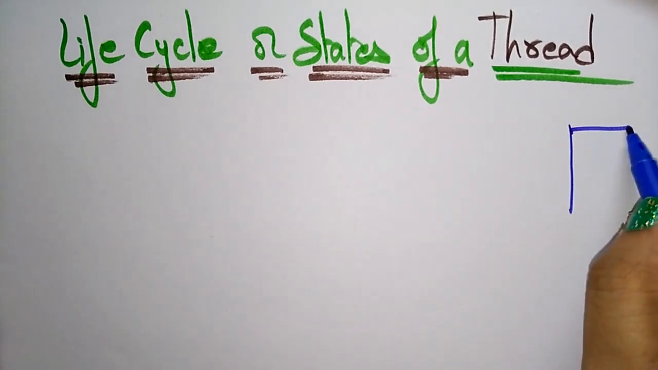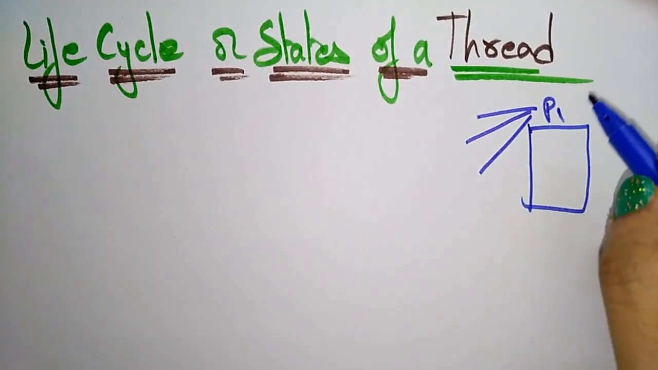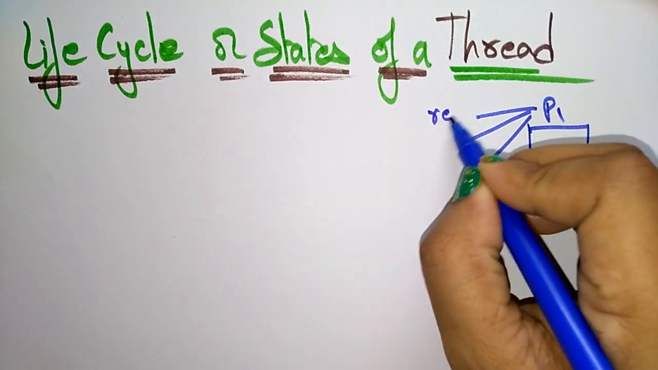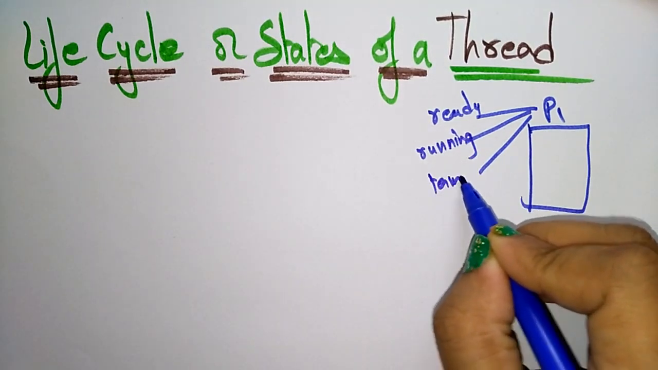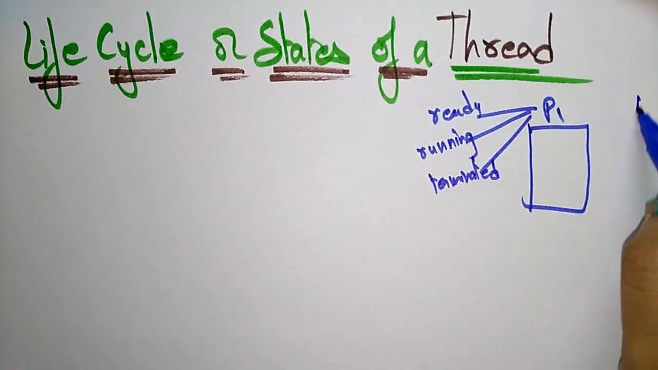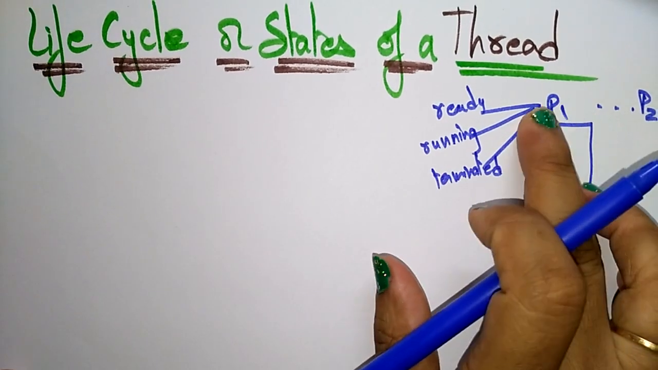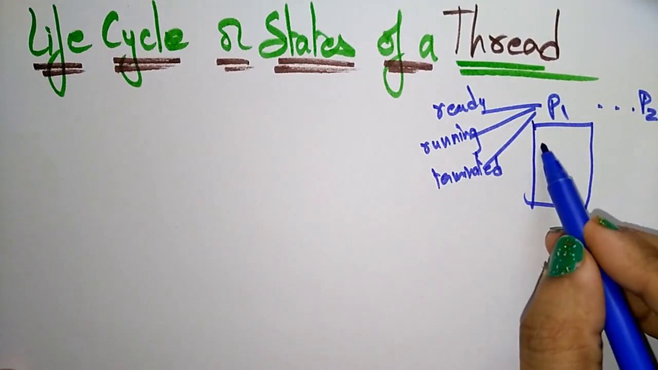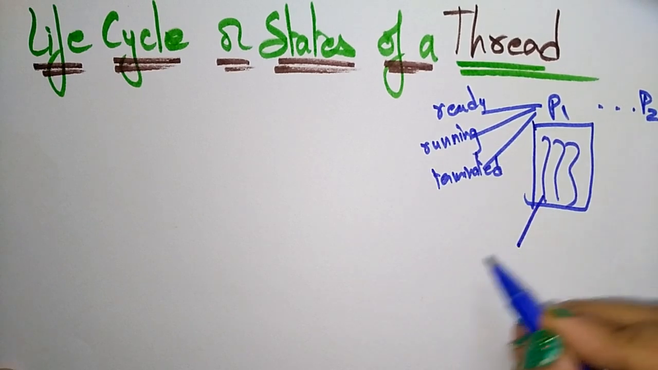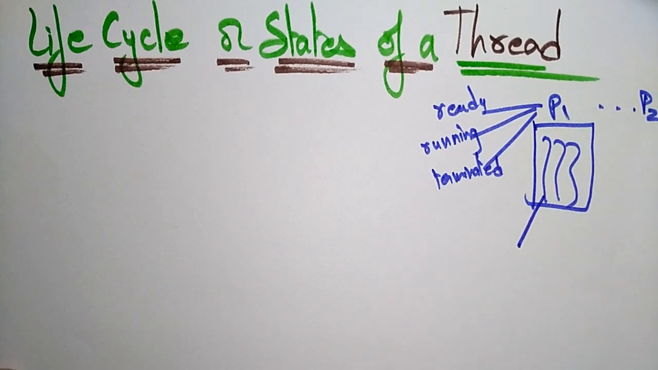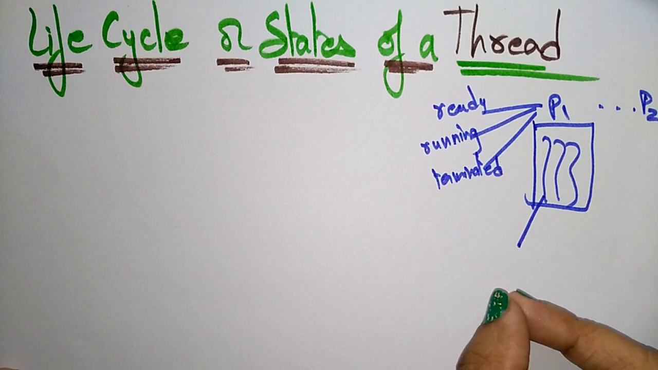If you take a process, it can have different states. It can be ready, or running, or it may be terminated. Each process has different states. In the same way, each process has different threads, and each thread has different states. Don't be confused. Just like a process, threads also have different states.